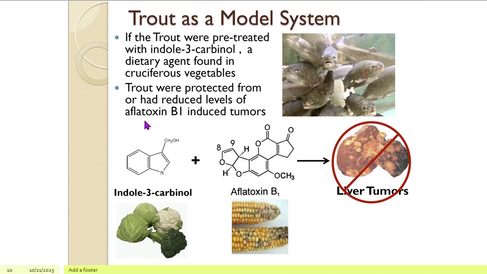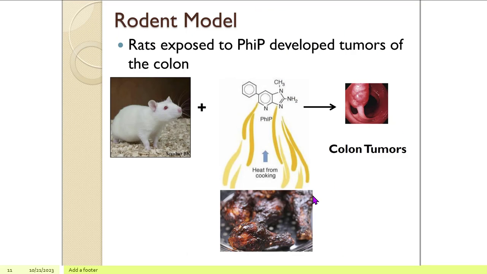What they saw was that the trout were either protected from or had reduced levels of the aflatoxin B1-induced tumors. Even though they were still exposed to this toxin that can cause cancer, they did not develop the liver tumors. The indole-3 carbinol was protective. So the veggies that your grandma always tells you to eat are actually helping prevent the formation of tumors inside the body. They help provide protection.